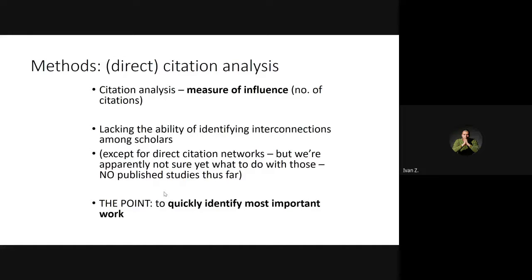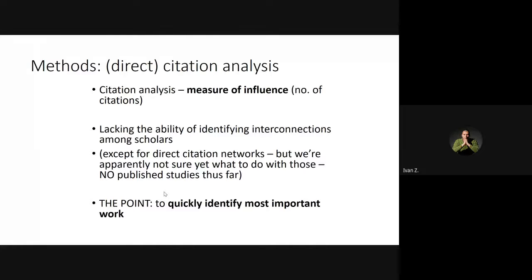Let's go on with a bibliometric method. One method that is very simple is citation analysis, direct citation analysis. Citation is a measure of influence. If an article is cited more, that usually assumes that more people found it useful, and it influenced more studies, right? So usually more citations also means more influence, at least scholarly influence, right?